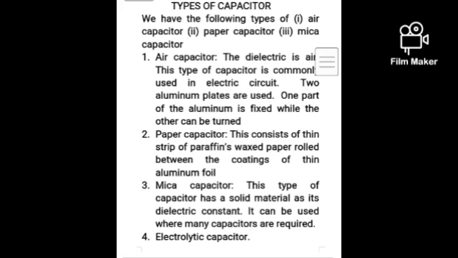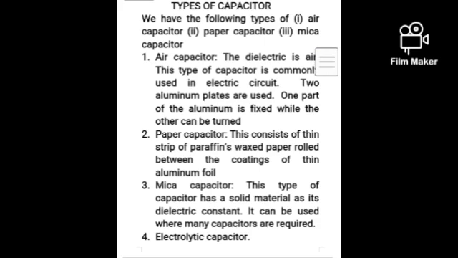We have the paper capacitor. This consists of a thin sheet of paraffin wax paper rolled between coatings of thin aluminum foil. Now we have the mica capacitor. This type of capacitor has a solid material as its dielectric. It can be used where many capacitors are required. So you have it in your radio set. You find it in a pink color like that. That is the mica capacitor.